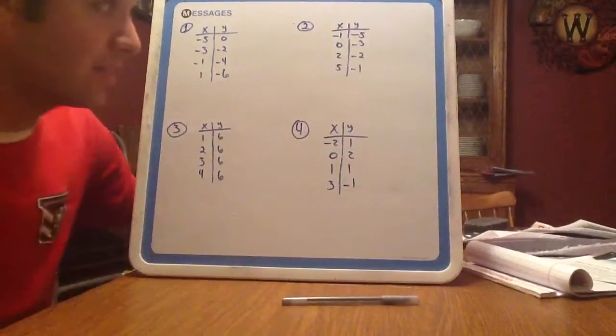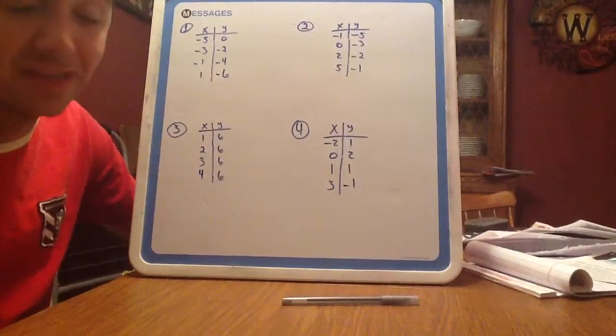So that's just some examples of t-tables, so that way you at least have them in your belt.